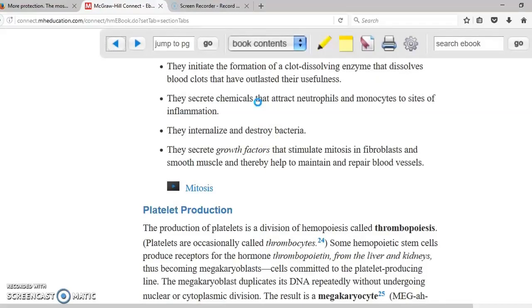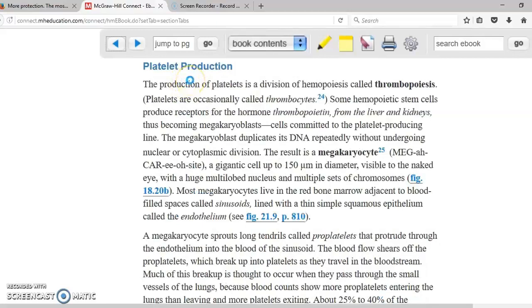cut is already healed. Platelet production, we said that platelet production happens at the level of the bone marrow by a process called thrombopoiesis.